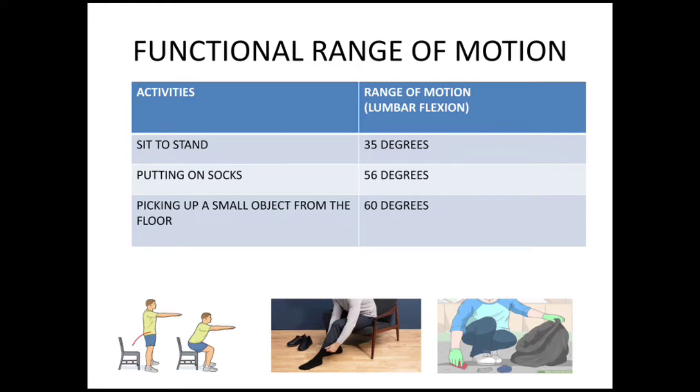Now, when we compare the functional range of motion of 3 activities, that is sit to stand, putting on socks and picking up a small object from the floor, the lumbar spine flexion for the sit to stand requires around 35 degrees of movement, whereas putting on socks requires 56 degrees of the lumbar spine flexion. So that is around 75 to 80% of the lumbar spine movement, and picking up a small object from the floor requires 60 degrees of lumbar flexion, that is almost 100% of the lumbar spine movement.